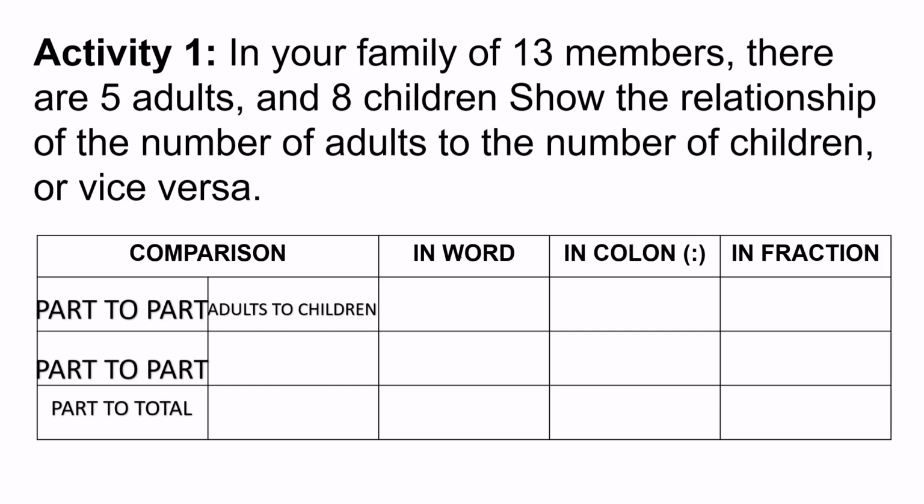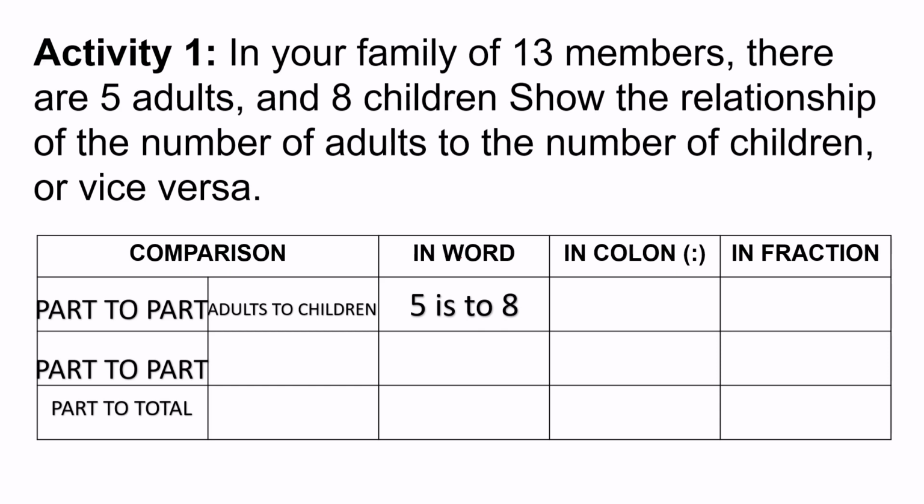So, kung ang tinatanong or unang i-compare natin is adults to children, ilan ba yung adults dito sa activity 1? So, ang bilang ng adults ay 5 at ang bilang ng children ay 8. So, kapag ginamitan natin yan ng in word, ang sagot ay 5 is to 8.